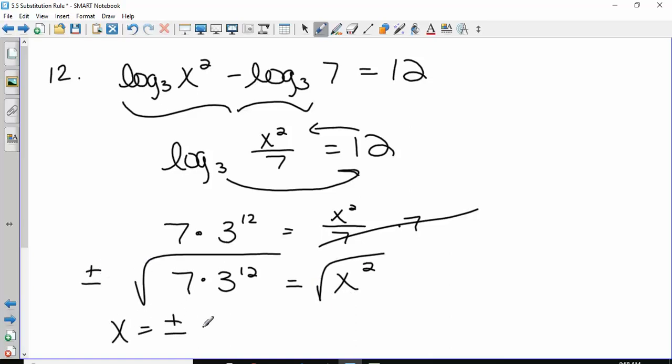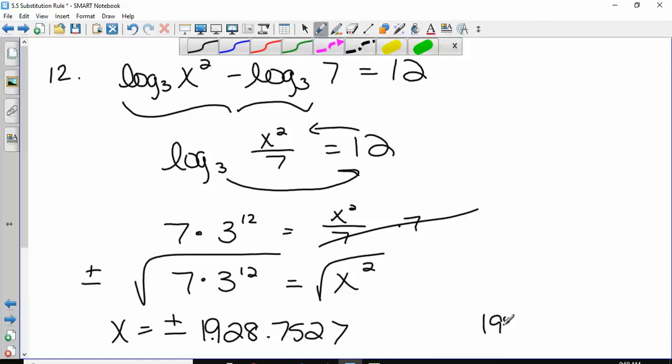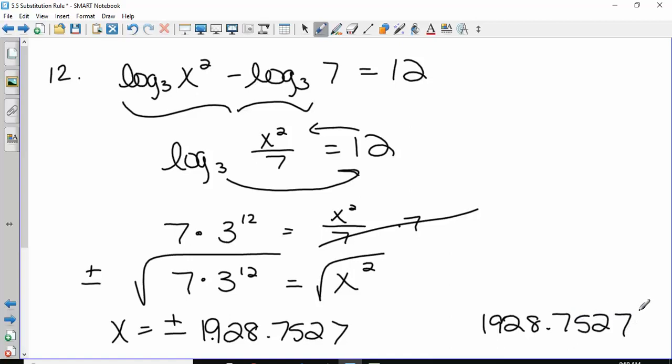And so you get positive and negative 1,928.7527. But can your argument be a negative? No. So your answer is just the positive. That was a big number. Yeah, that one was not very pretty.